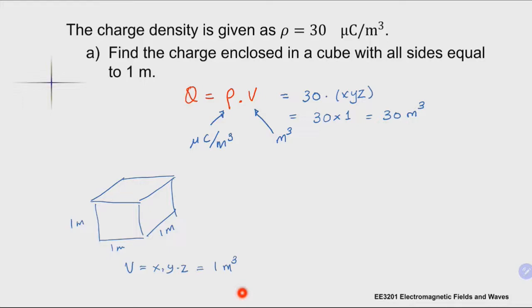And therefore the charge will be equal to, not meters cubed, what's the unit? Microcoulombs. Okay, so this is the unit of the charge. So you got 30 microcoulombs per meter cubed times 1 meter cubed. That gives you 30 microcoulombs. Okay, so this one is very straightforward. So we're going to up the level a little bit from what we talked about last week.